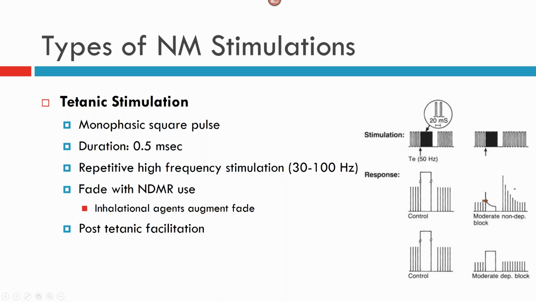And if you stimulate after that, it's called post-tetanic facilitation. That means the responses are much higher. The amplitude is more than twice, 3 times, or almost 4 times, and then it decreases. And that's a sign of using a non-depolarizing block.